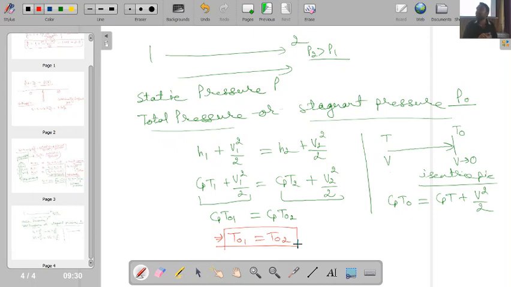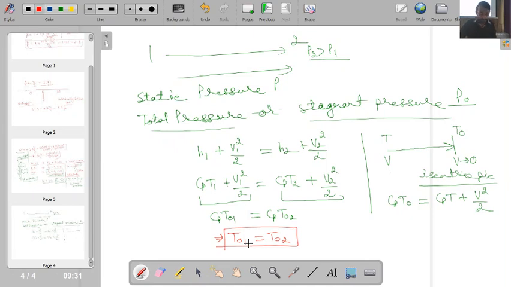Static temperature can change, but stagnation temperature is actually not changing. The reason for no change in stagnation temperature is that in this particular situation we are not adding any heat, and physically we are not removing any heat. As the process is adiabatic, stagnation temperature remains constant, whereas static temperature, because of the changes in flow parameters, is changing. Is this point clear?